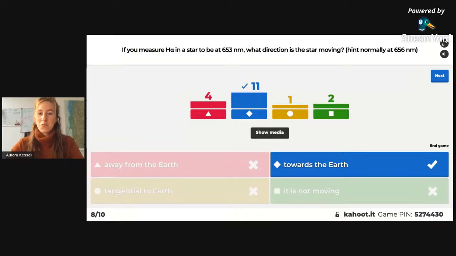Okay, great. So if the star has an H alpha line that is blueward, so at a smaller wavelength, then a blue shift, according to a Doppler shift, means it is moving towards us. So most of you got that. That's great. And we're going to go into radial velocities. That's what we're going to spend a lot of time on tomorrow. But I just wanted to get you thinking about Doppler shifts today.